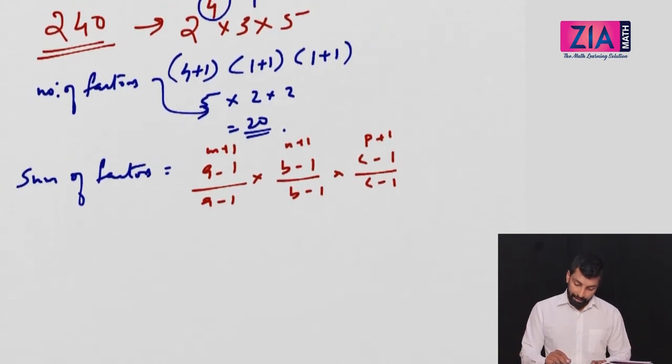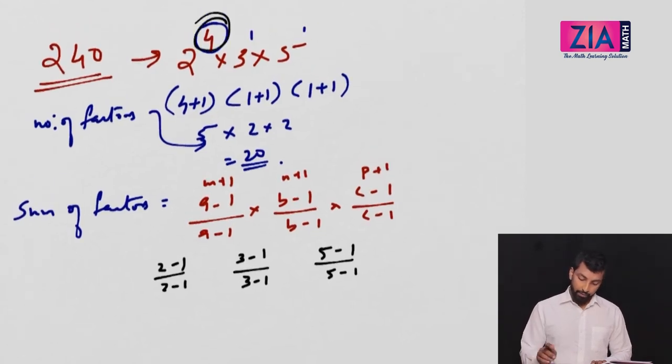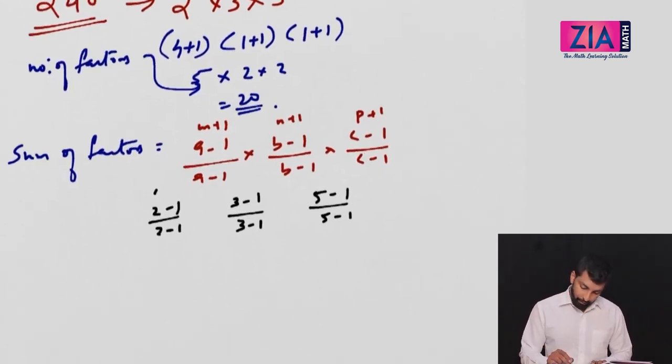So let me write like that. 2 raised to something minus 1 by 2 minus 1, 3 raised to something minus 1 by 3 minus 1, 5 raised to something minus 1 by 5 minus 1. Okay. Now let's write the power also. M plus 1 means 4 plus 1, that is 5. So here it becomes 5, here it becomes 2, here it becomes 2. Okay. Now let me complete it.